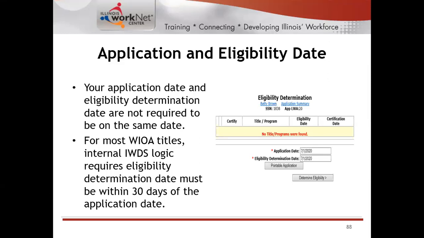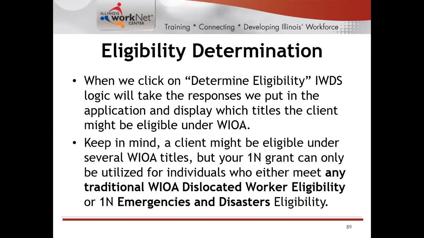For this mock client, I had an application date of 7/1/20 and an eligibility date of 7/1/20. The eligibility doesn't have to be on the same date as the application date. It can be any date between the application date and 30 days after. When eligibility is determined, you're going to notice when an eligibility certification is done, this client is going to be eligible for a lot of adult titles also, just because of her circumstances.